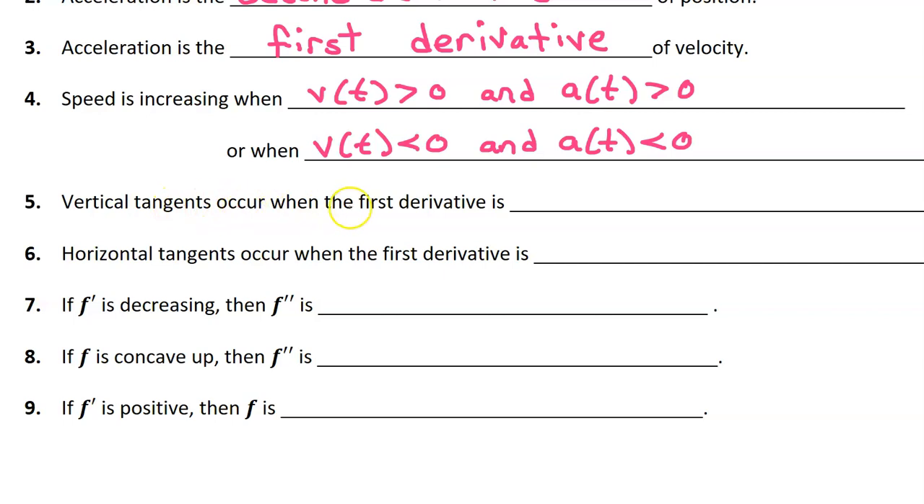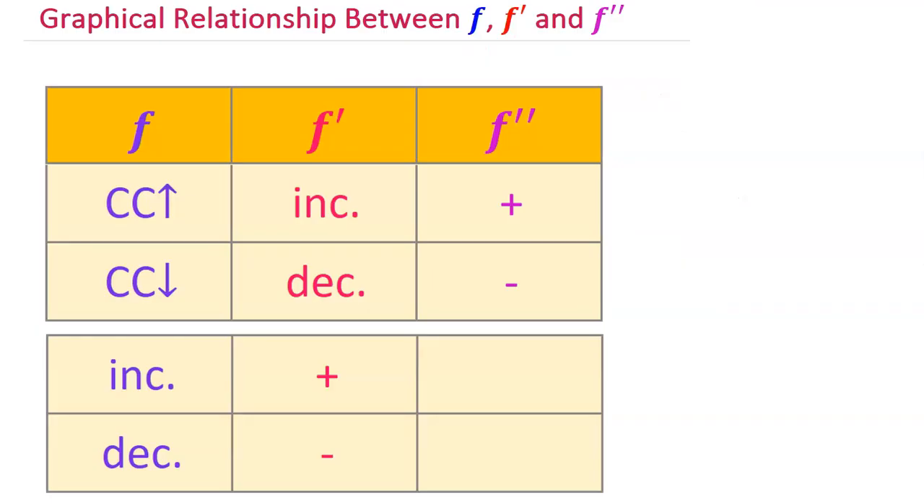Vertical tangents occur when the first derivative is undefined. Horizontal tangents occur when the first derivative is 0. The next three questions are better represented by the information on this chart. So basically, you need to memorize this chart reflecting the graphical relationships between f, f prime, and f double prime.